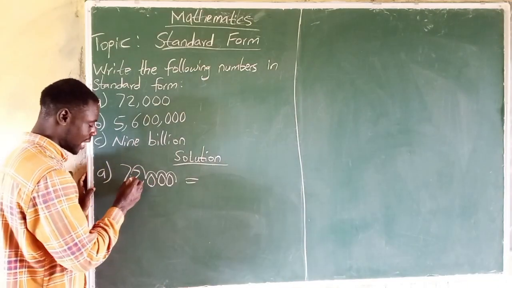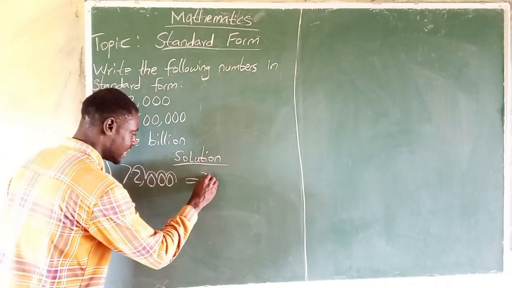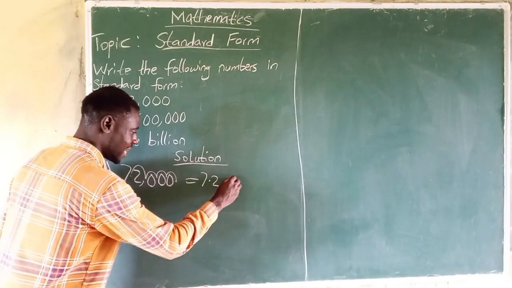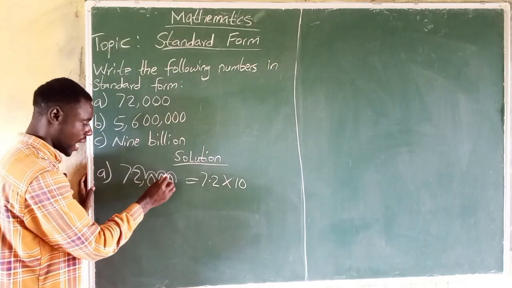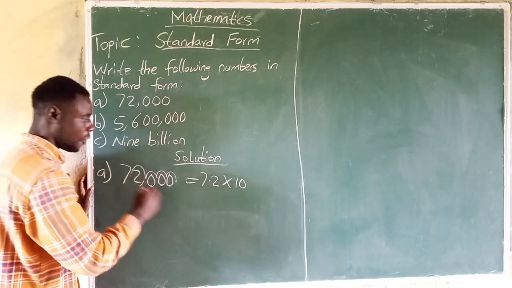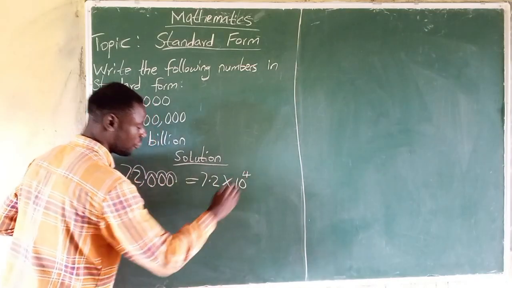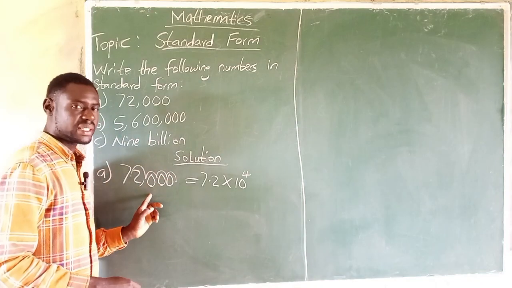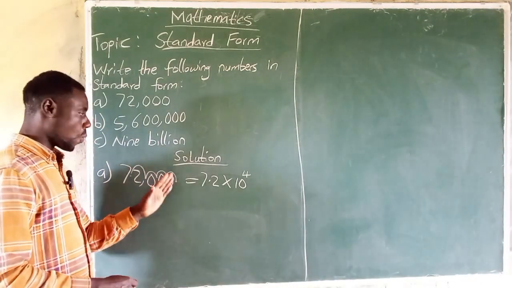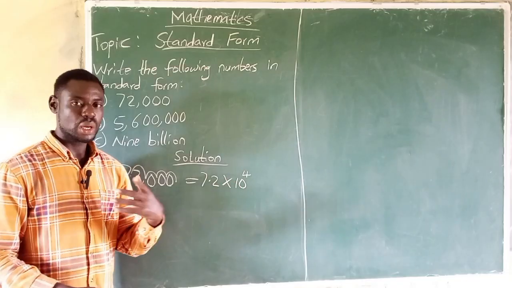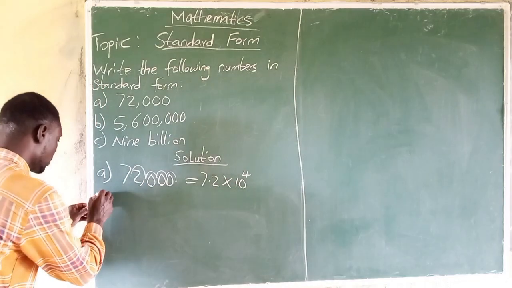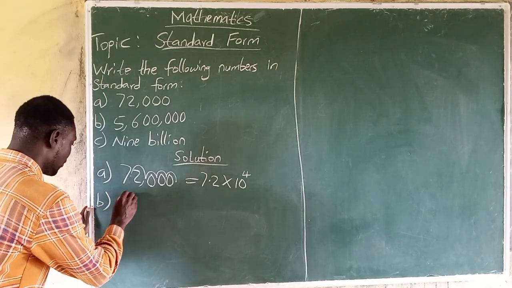Since we have placed our point here, we'll put it as 7.2 times 10 raised to the power of, how many times did we count? 1, 2, 3, 4, raised to the power of 4. Remember, since it is a number that is greater than 1, you don't need to have a minus here. The power becomes plus.